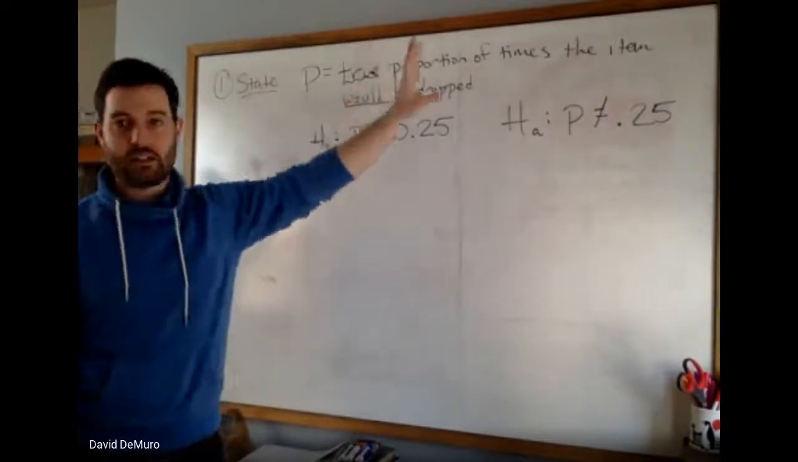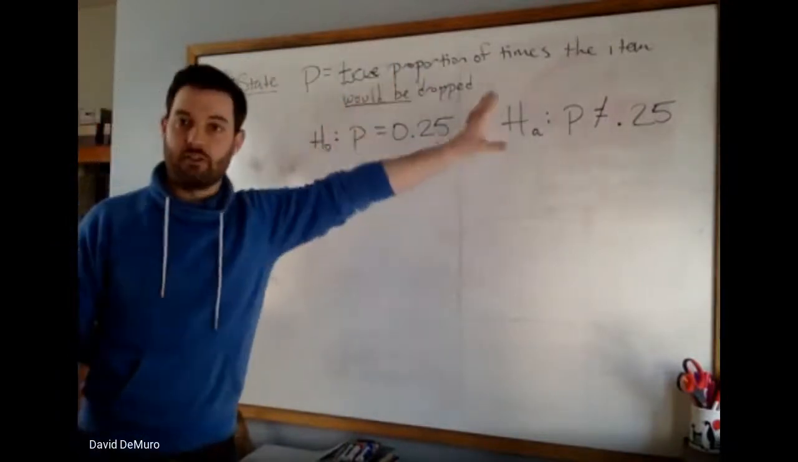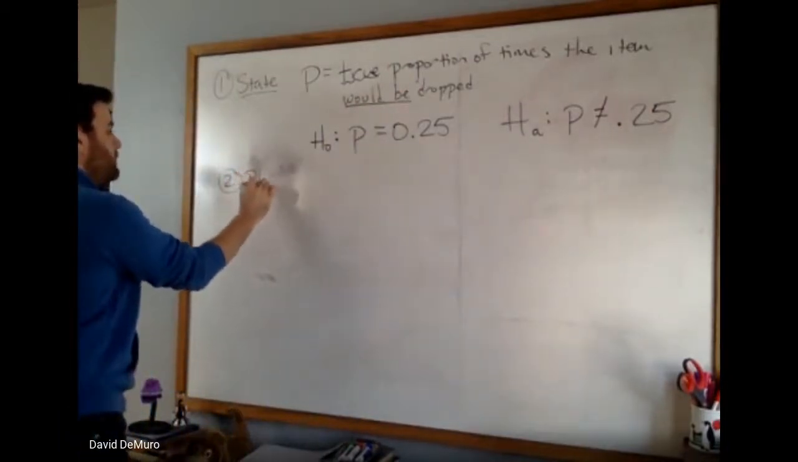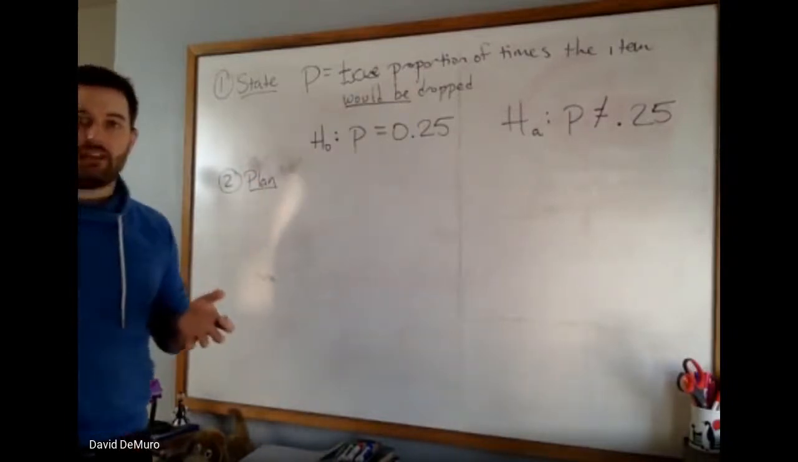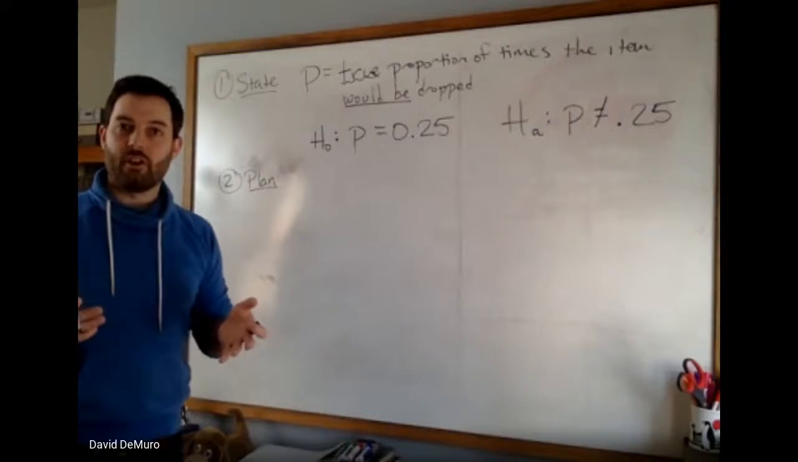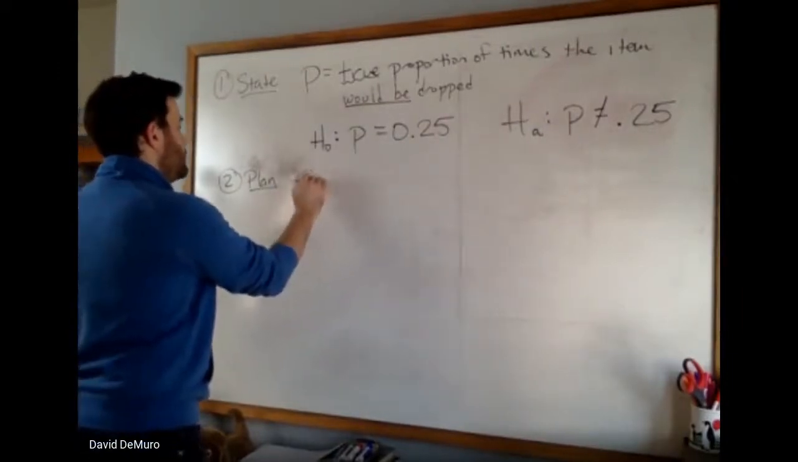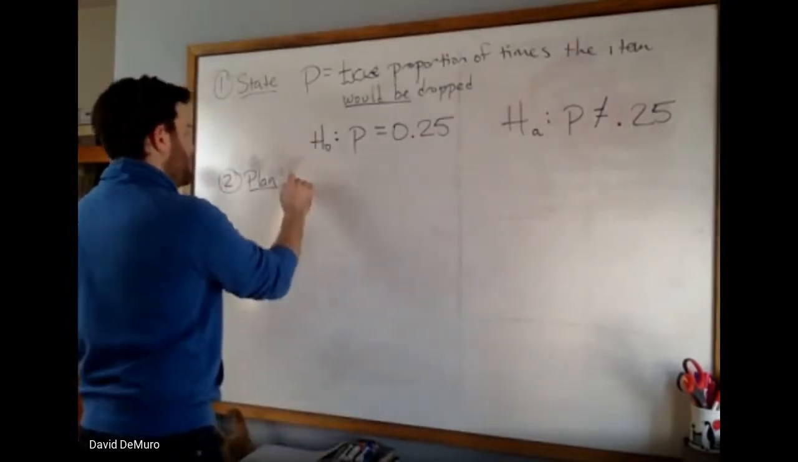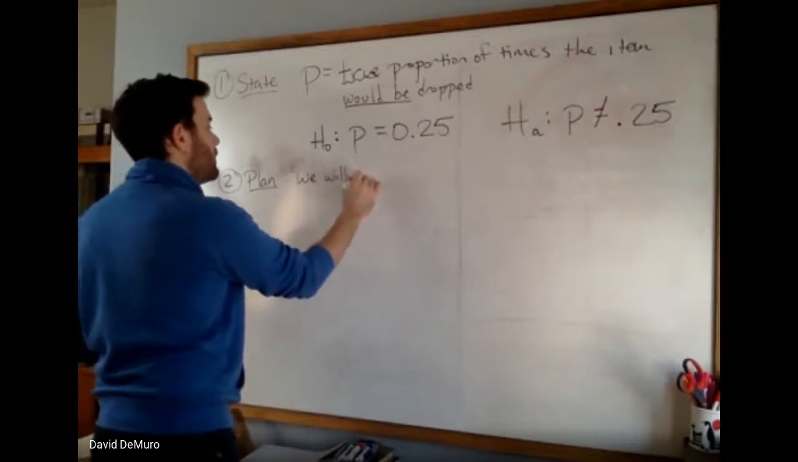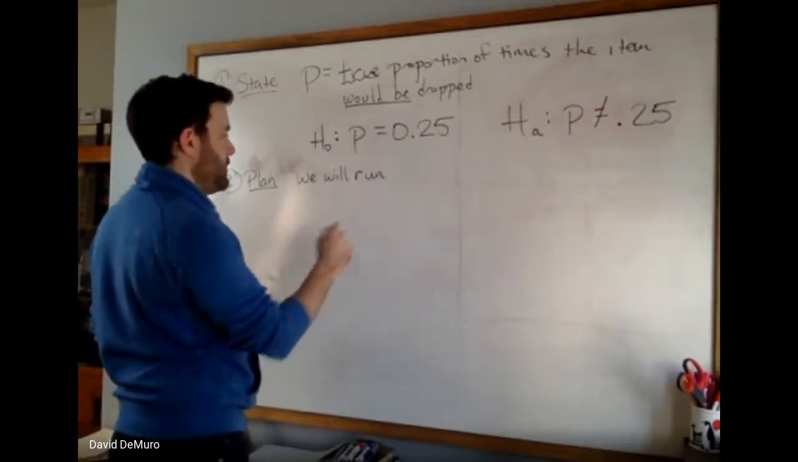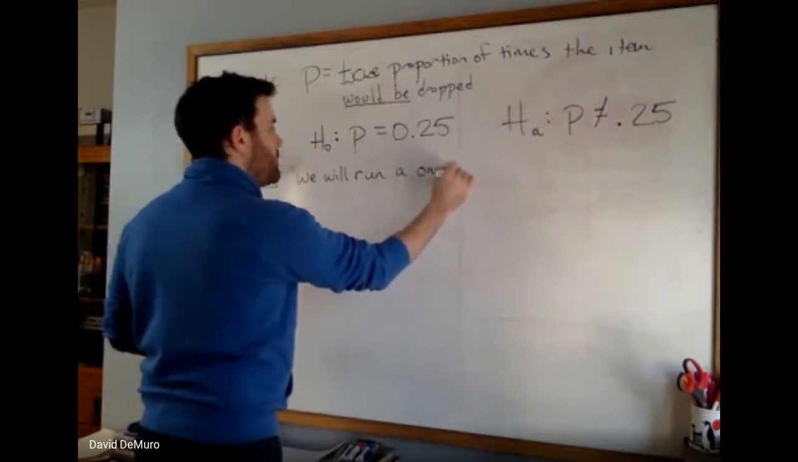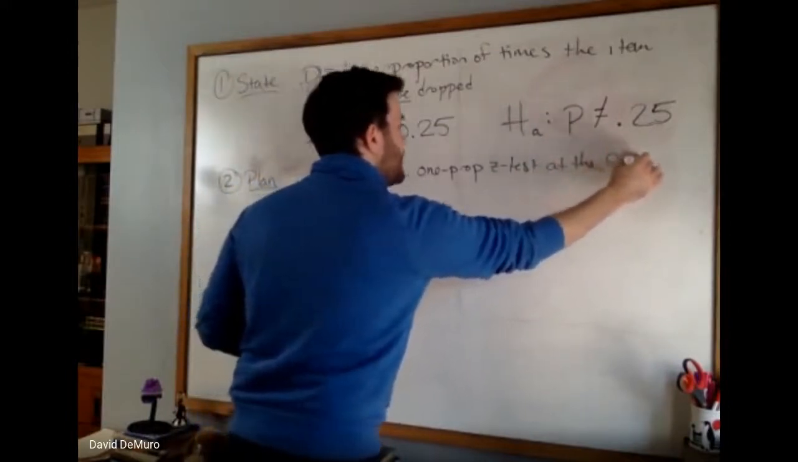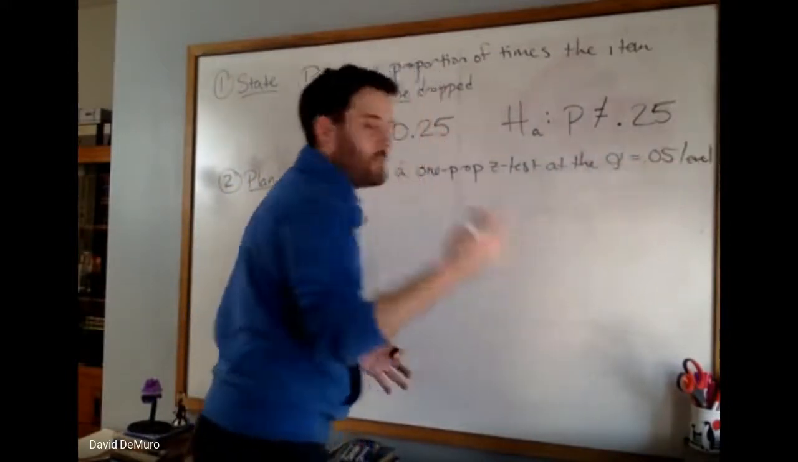Explain your parameter in context, define a null hypothesis and an alternate hypothesis. Step two is the plan step. In that step, you will explain the type of test you're going to run and show that all your conditions are met. So we don't have to do that, that's for a confidence interval. So no, that's not true. I got my mix-up a little bit. We will run a one-prop Z test at the alpha equals 0.05 level if conditions are met.